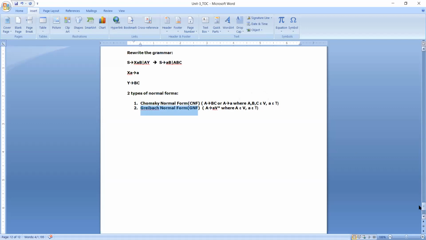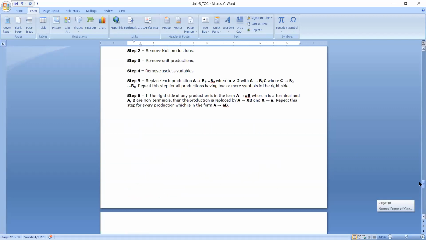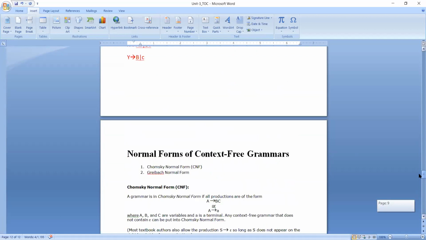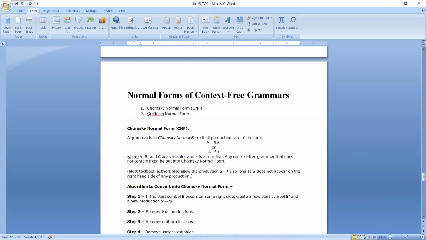Okay. Now this is some brief introduction about the normal forms. You can see here, just now I told you we will be having two normal forms. One is CNF and the second one is GNF. Just now I told you that our grammar is present in the CNF form if and only if we follow these two production rules.